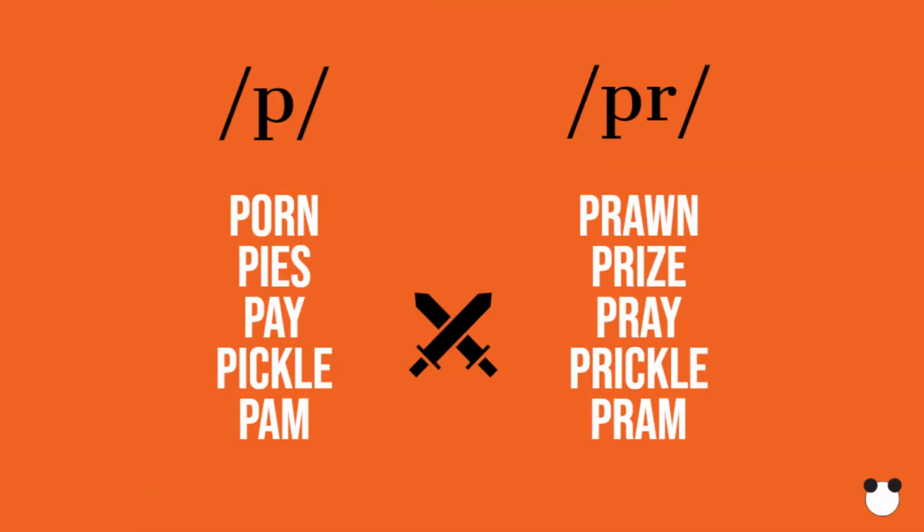P, r, pawn, prawn, pawn, prawn. Okay, let's do some more practice. Pawn, prawn, pies, prize, pay, pray, pickle, prickle, ham, pram.